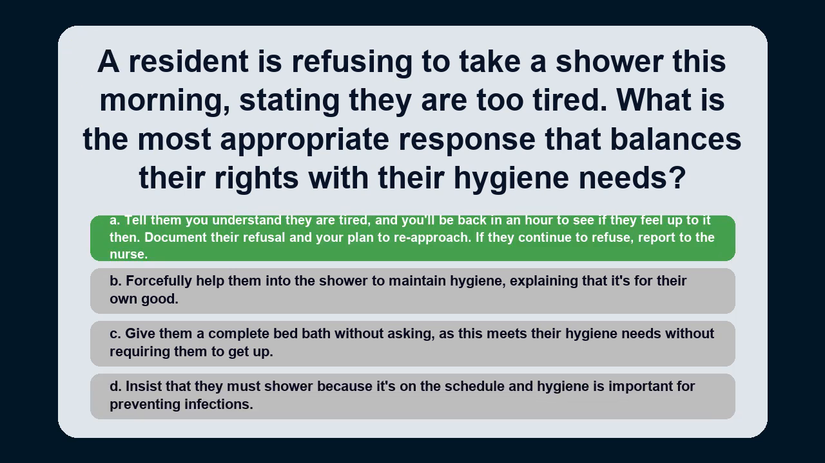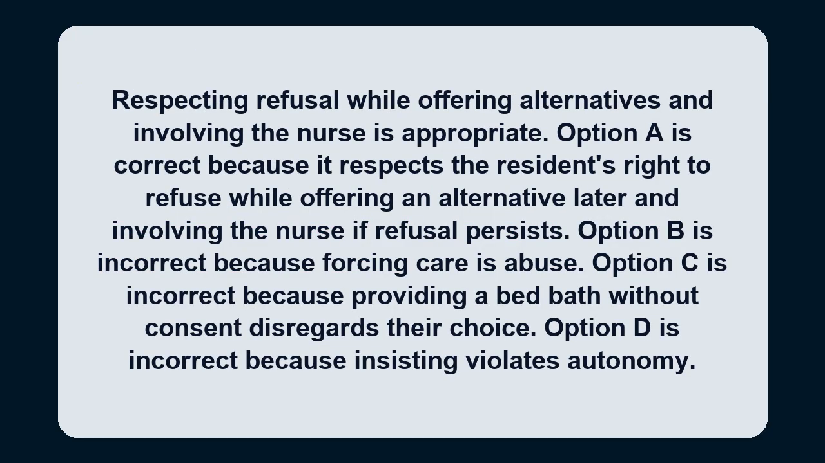The answer is A. Respecting refusal while offering alternatives and involving the nurse is appropriate. Option A is correct because it respects the resident's right to refuse while offering an alternative later and involving the nurse if refusal persists. Option B is incorrect because forcing care is abuse. Option C is incorrect because providing a bed bath without consent disregards their choice. Option D is incorrect because insisting violates autonomy.